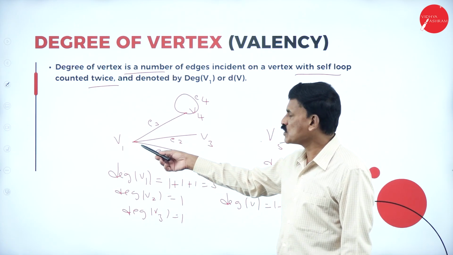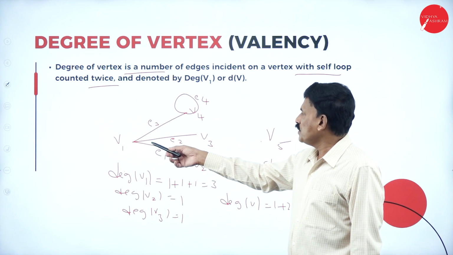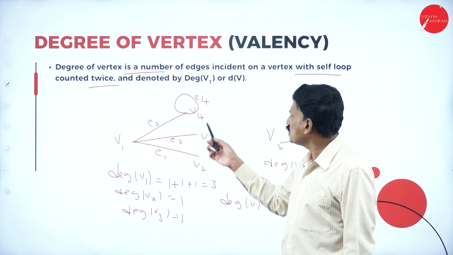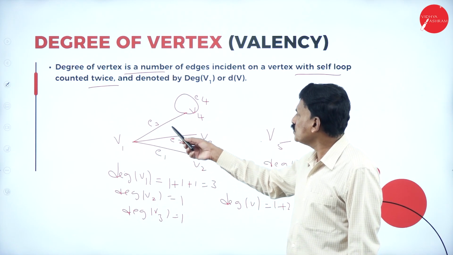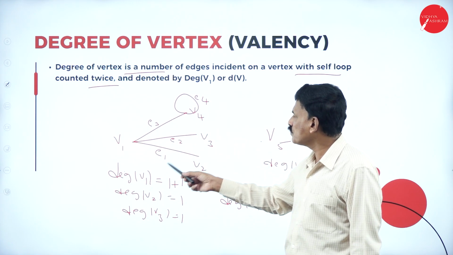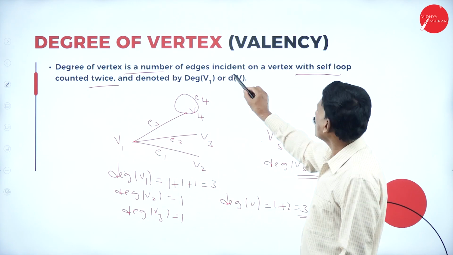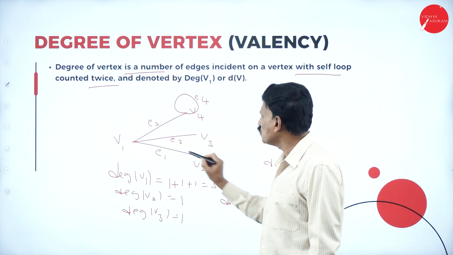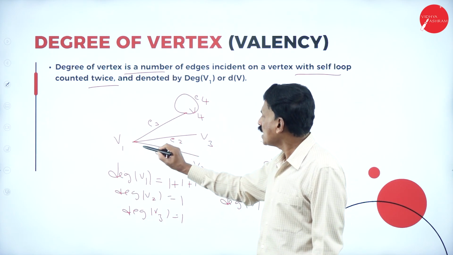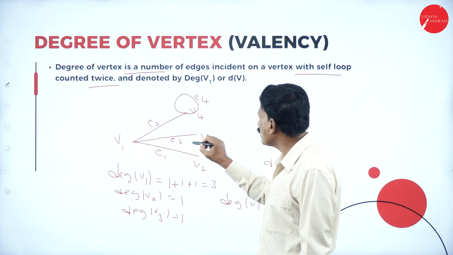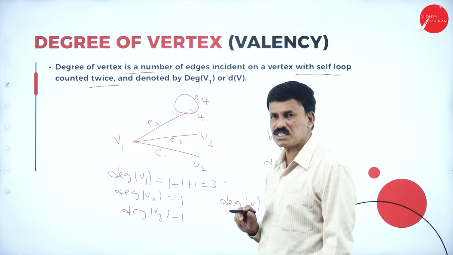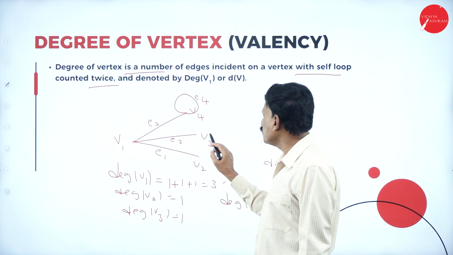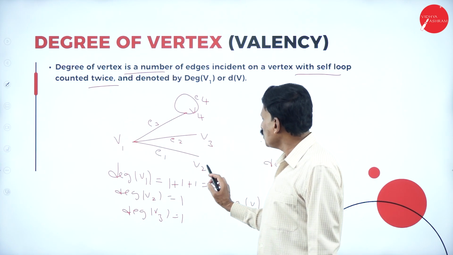Consider a simple graph with vertices V1, V2, V3, V4 and edges E1, E2, E3 and E4, where one is a self loop. The degree of V1: how many edges are incident on this vertex? V1 to V2, V1 to V3 and V1 to V4. Therefore, 1 plus 1 plus 1 is 3. The degree of V1 is 3.